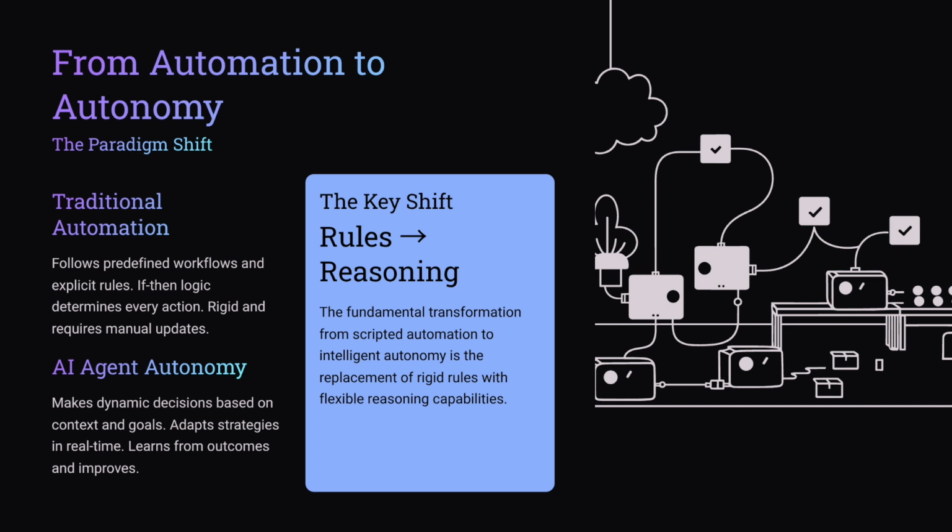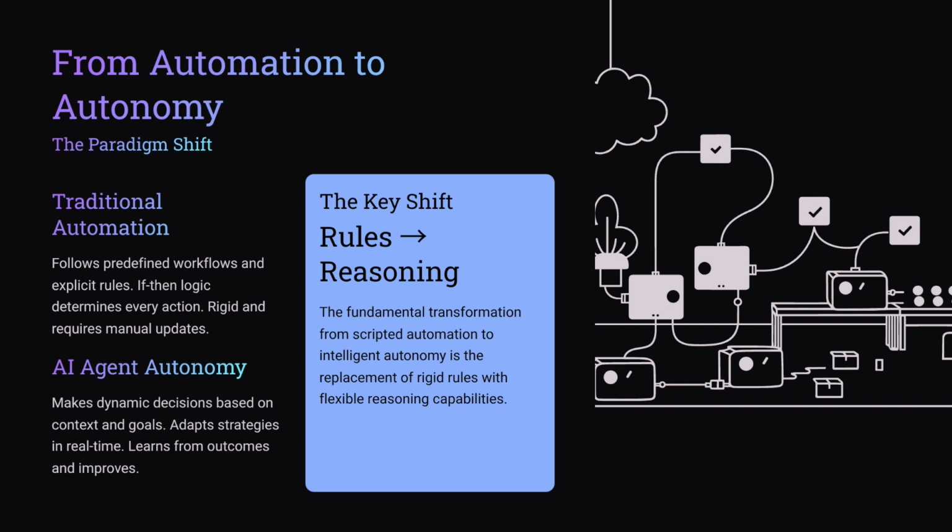Now, here is where this becomes important for you as a builder. If you are designing AI systems, do not hard code every scenario. Design for reasoning. Define goals clearly. Provide tools. Provide memory. Set boundaries. Then let the agent decide how to reach the goal. That is modern AI architecture. And this is why companies are investing heavily in agent systems. Because autonomy reduces human supervision per task.